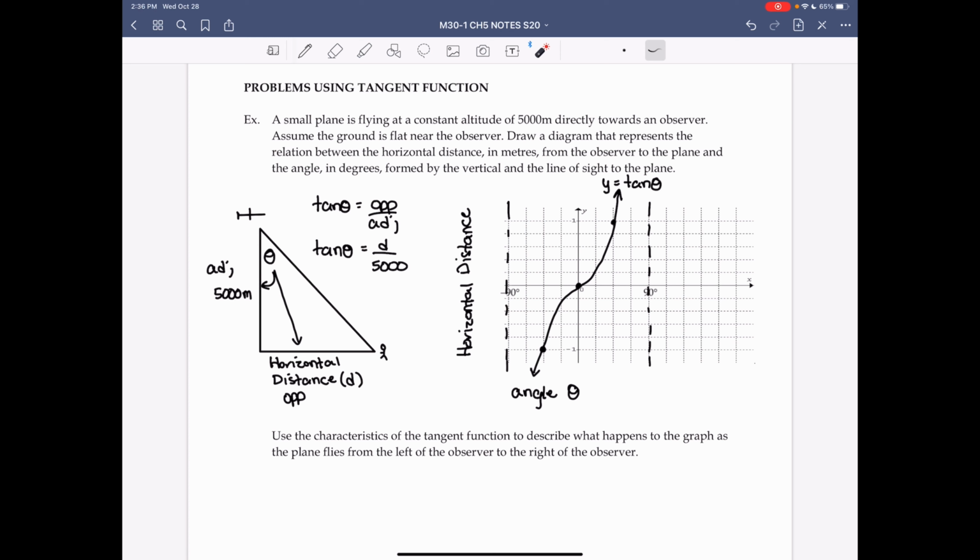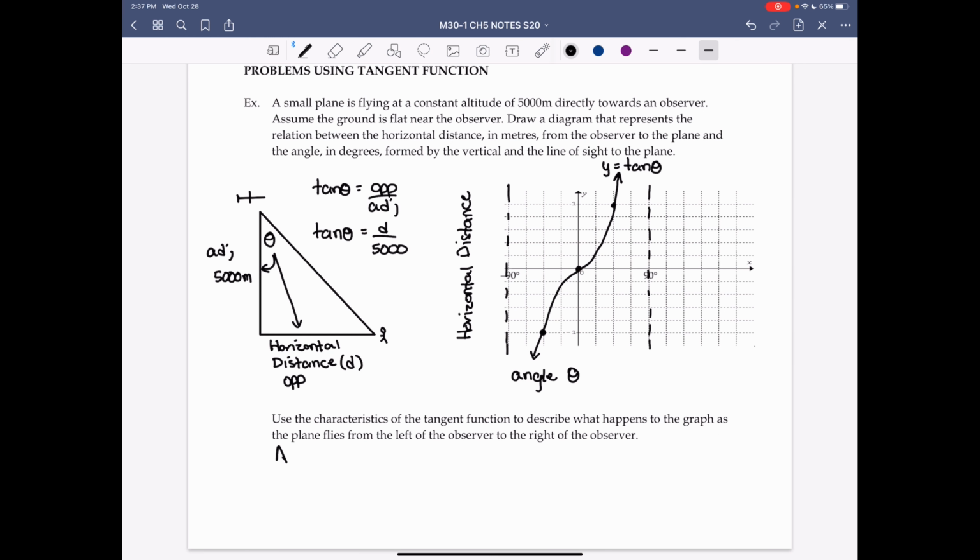So as the plane approaches the observer, the angle would get smaller, and the distance is approaching 0. Then when the plane is directly above the observer, the angle is 0 and the horizontal distance from the observer is 0. And then they pass the observer and head to the right. So now they're on the right side of the observer. And when that happens, as they move right, the angle gets bigger and the horizontal distance increases, but on the right side.